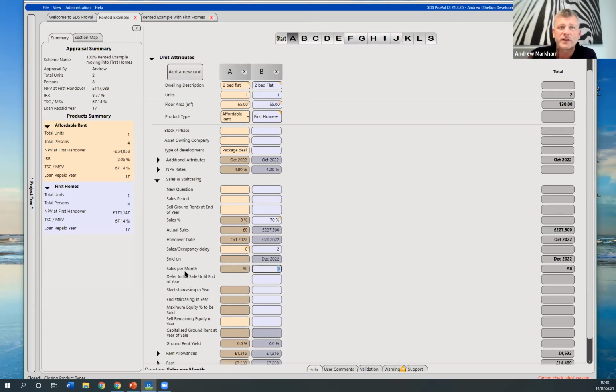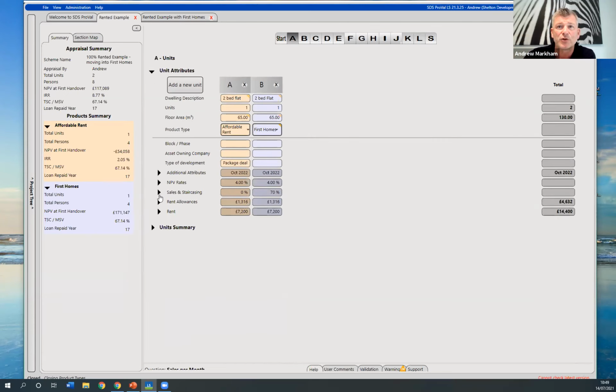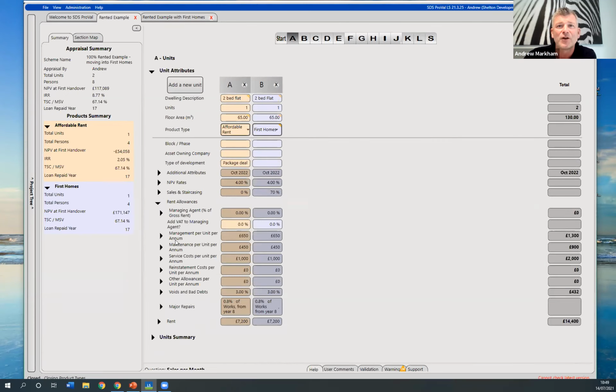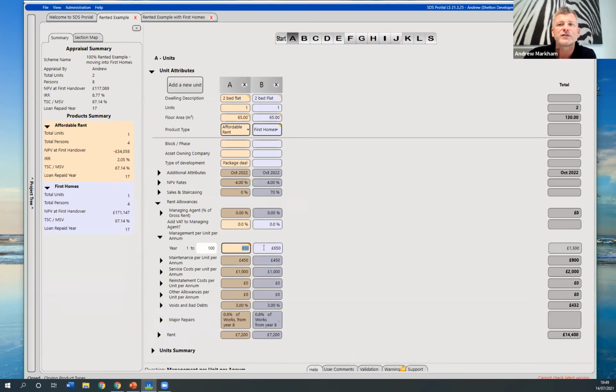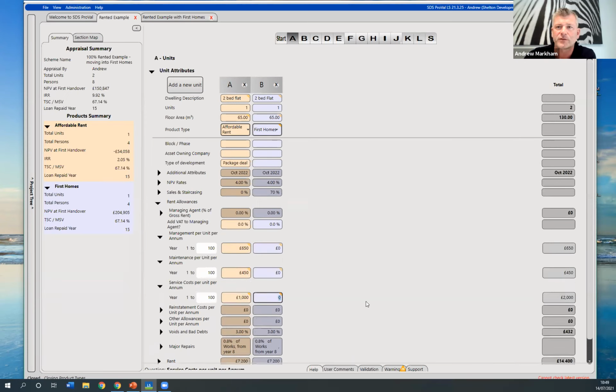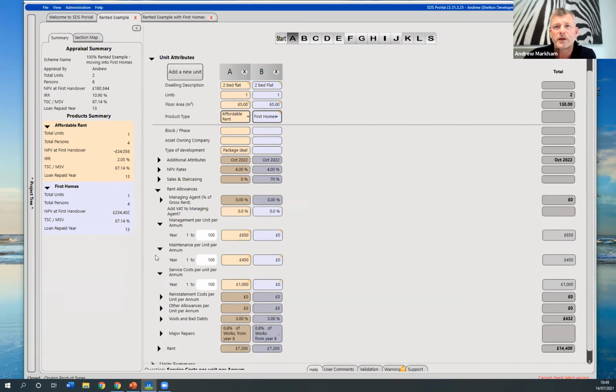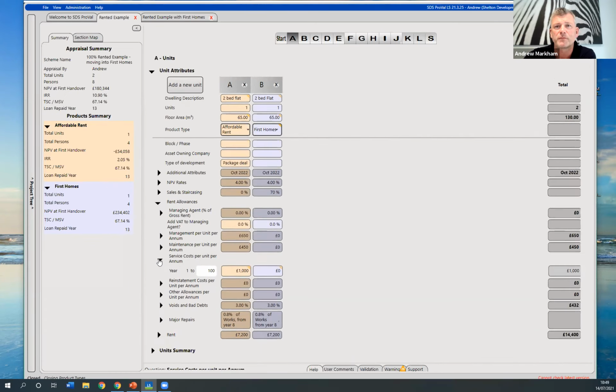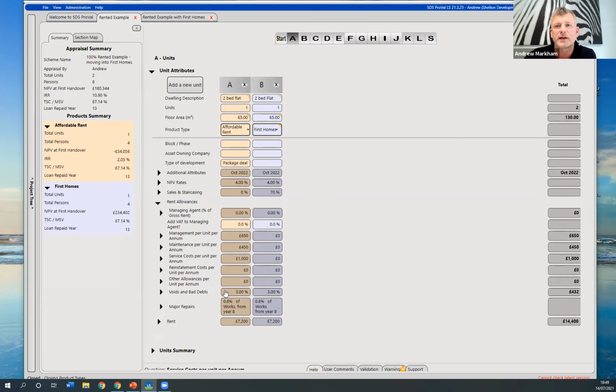If you had a number of units, you can talk to your marketing and sales departments about how many they think we're going to sell per month, and we can put that in there. That is all we need to do. Then we can look at the structure of these units, which will have all these at 0, so they're not affecting the appraisal. We've got all the management costs, maintenance costs, voids and bad debts, which we can take out.